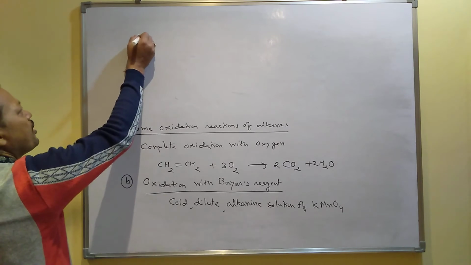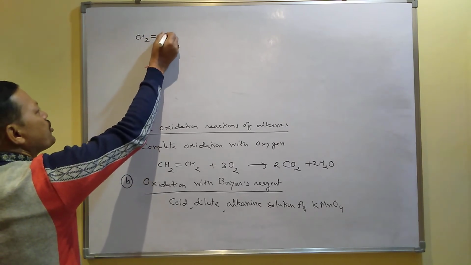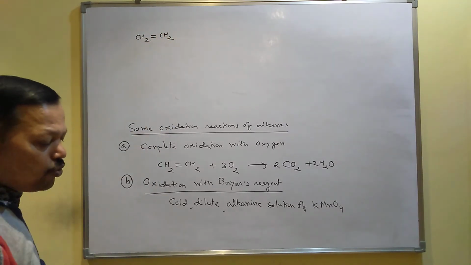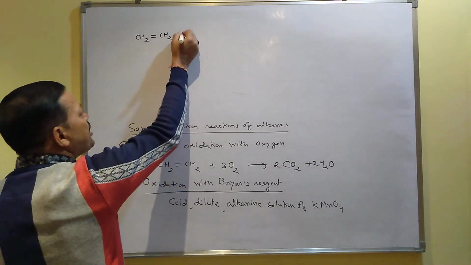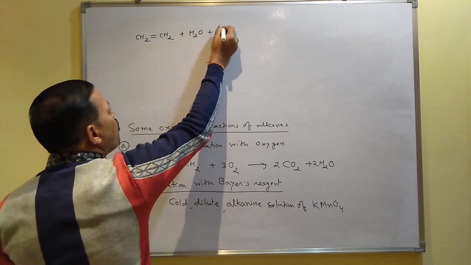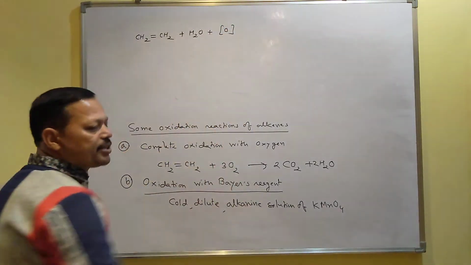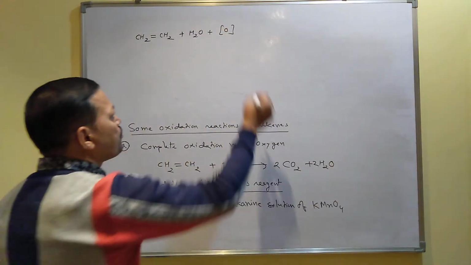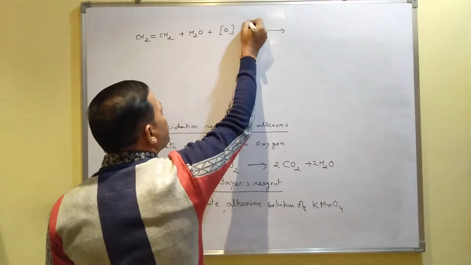Suppose this is one of the alkenes, CH2 double bond CH2. When you do oxidation, since it is dilute, that is why I have added water. This is the symbol of oxidation, addition of oxygen in presence of Bayer's reagent.